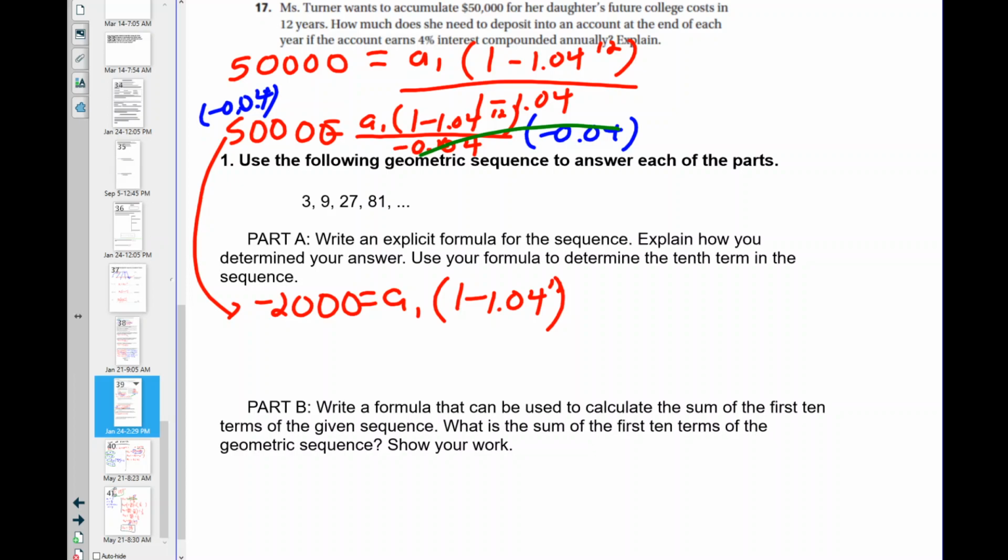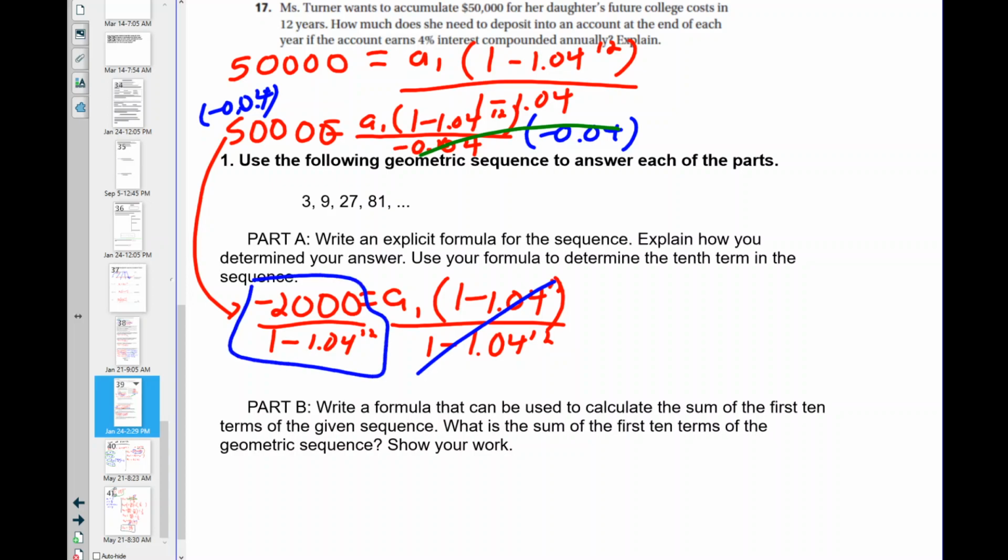Last step. Let's get A sub 1 by itself. Divide by 1 minus 1.04. You can try to simplify that first, but that's going to be a huge decimal. So 1 minus 1.04 to the 12th. So put that into your calculator. Put negative 2,000 divided by 1 minus 1.04 to the 12th. And that will tell you what she needs to start off depositing every year and then continue depositing each year.